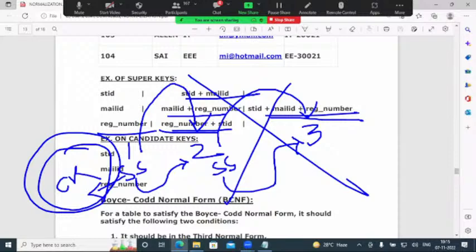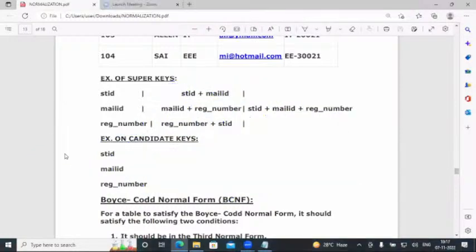So that's why we should take an individual only. We should not take a combination, because a combination will not be a candidate key. So now understand the definition. Now let me come here. Candidate keys. What are the candidate keys? Student ID, mail ID, registration number.